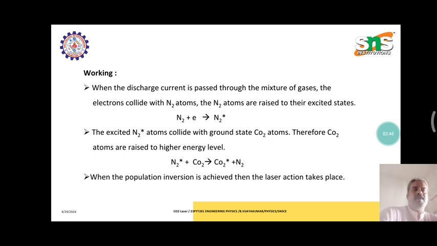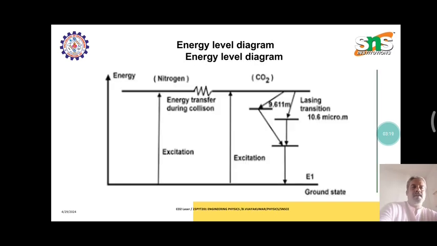Then the working: when the discharge current is passed through the mixture of gases, the electrons collide with the nitrogen atoms and the nitrogen atoms are raised to an excited state. So N2 plus electron gives N2*. The excited N2* atoms collide with the ground state CO2 molecules. Therefore, the CO2 molecules rise to a higher energy level. N2* plus CO2 gives CO2* plus N2. When population inversion is achieved, laser action takes place.